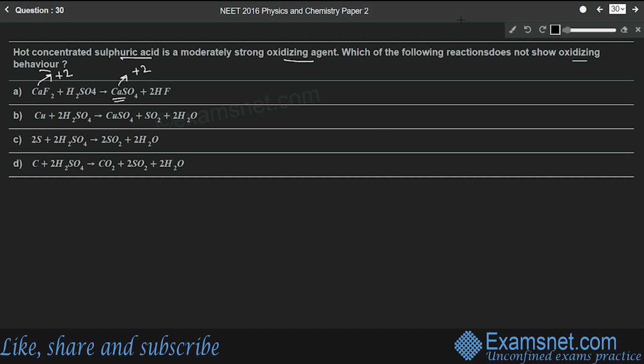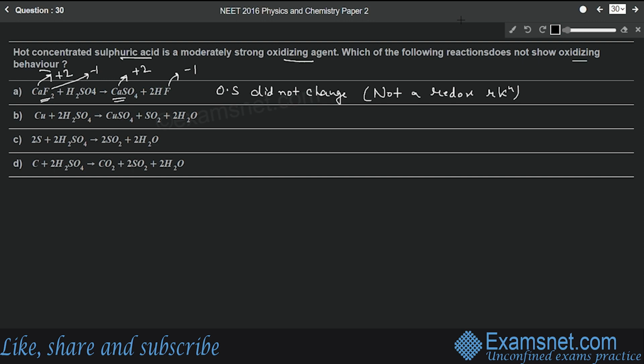Now if we see for fluorine, on the reactant side it is -1, and on the product side the oxidation state of fluorine is also -1. That means the oxidation state did not change. It remained the same. So it is not an example of a redox reaction. So this should be the correct answer because here the sulfuric acid is not behaving as an oxidizing agent, because if oxidation had taken place, then the oxidation state of calcium would have increased.